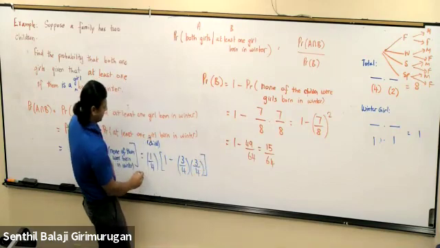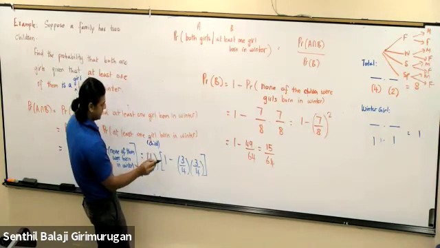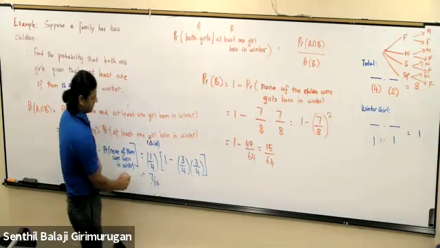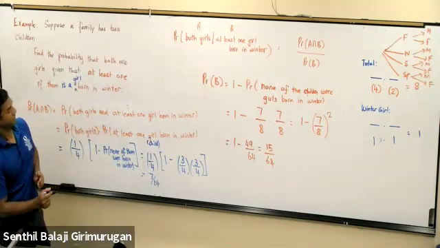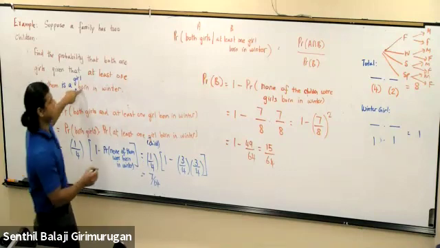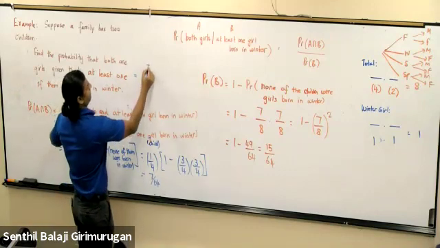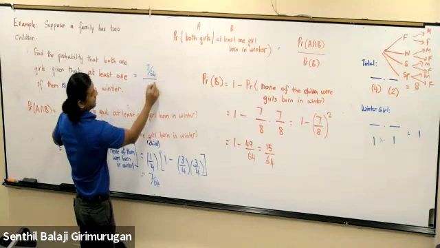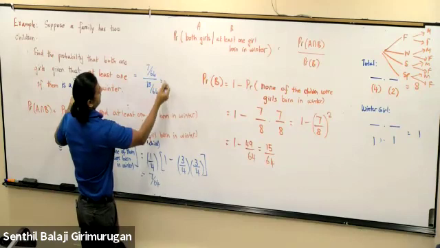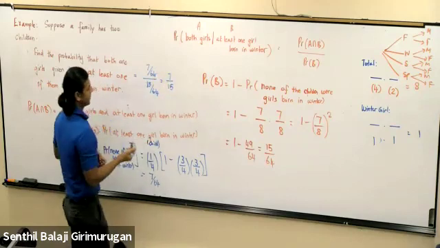What does that equal to? 15 minus 9, 7/64. Yes. So the final answer for that would be that value divided by that value. 7/15.